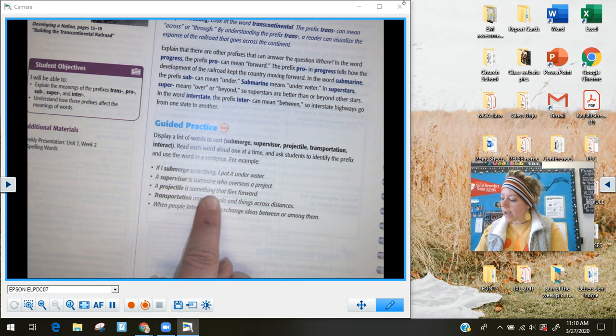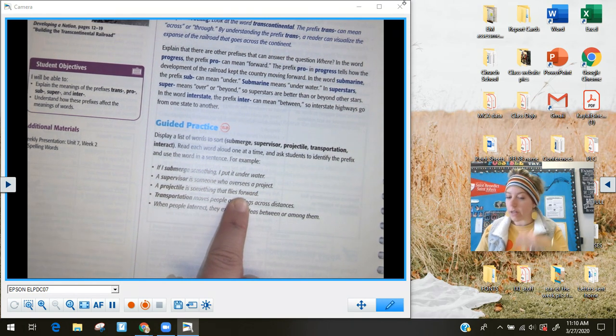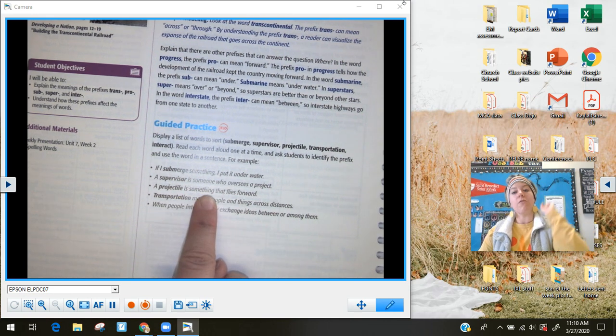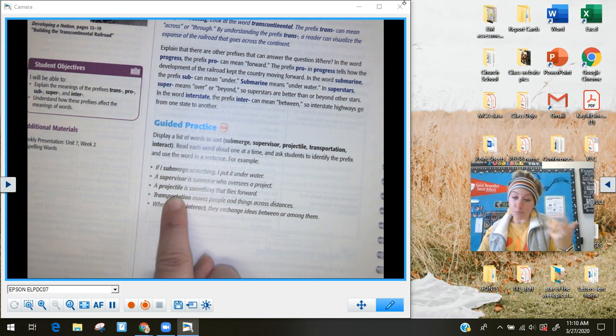A projectile is something that flies forward. Okay, I'm going to tell you something really gross. Don't laugh too hard. But if you have to projectile vomit, oh my gosh, so gross, right? But that means that it's shooting forward. Sorry, parents, maybe that was disgusting. Don't tell your parents I talked about vomiting. But that's a way you can think of it: projectile means something that flies forward. Pro means moving forward.